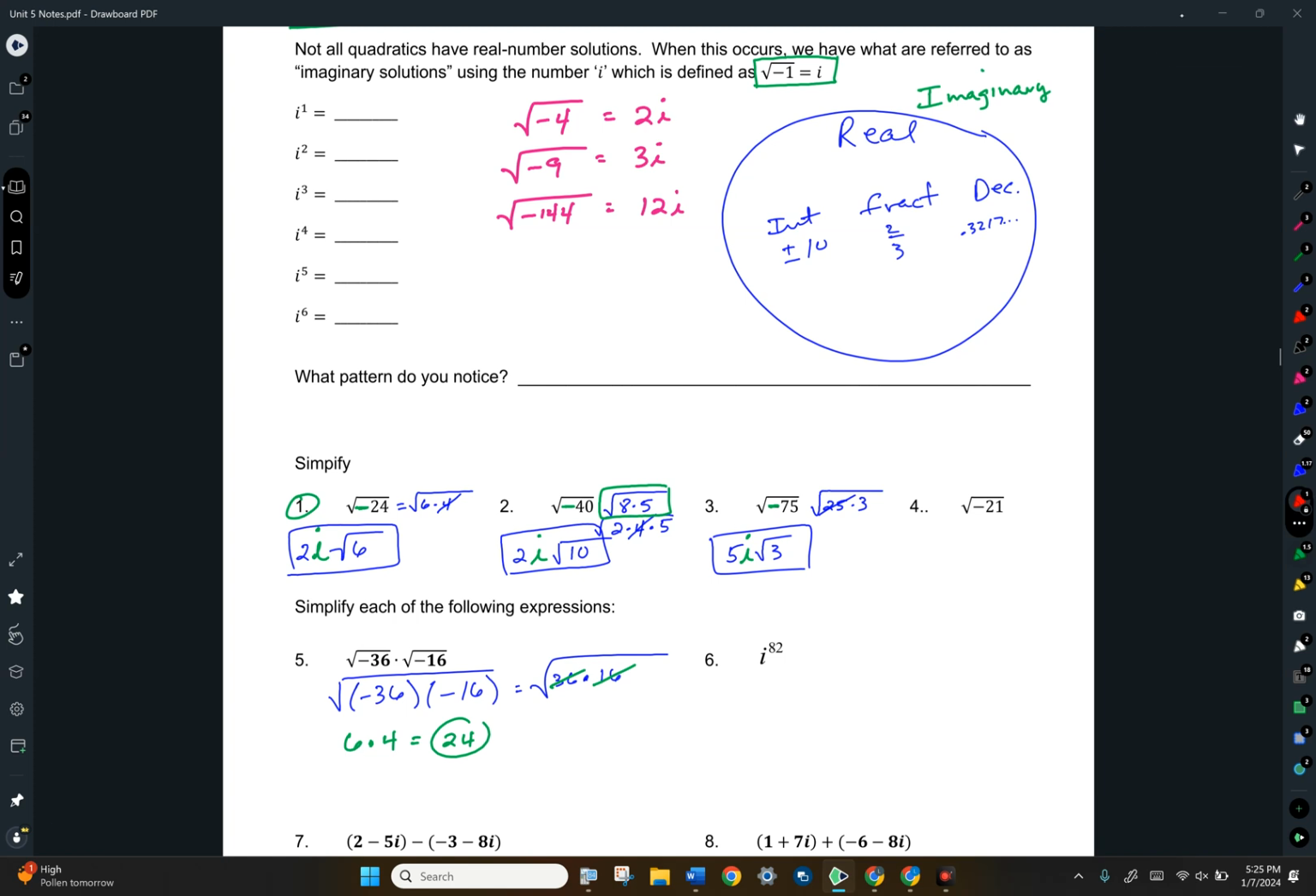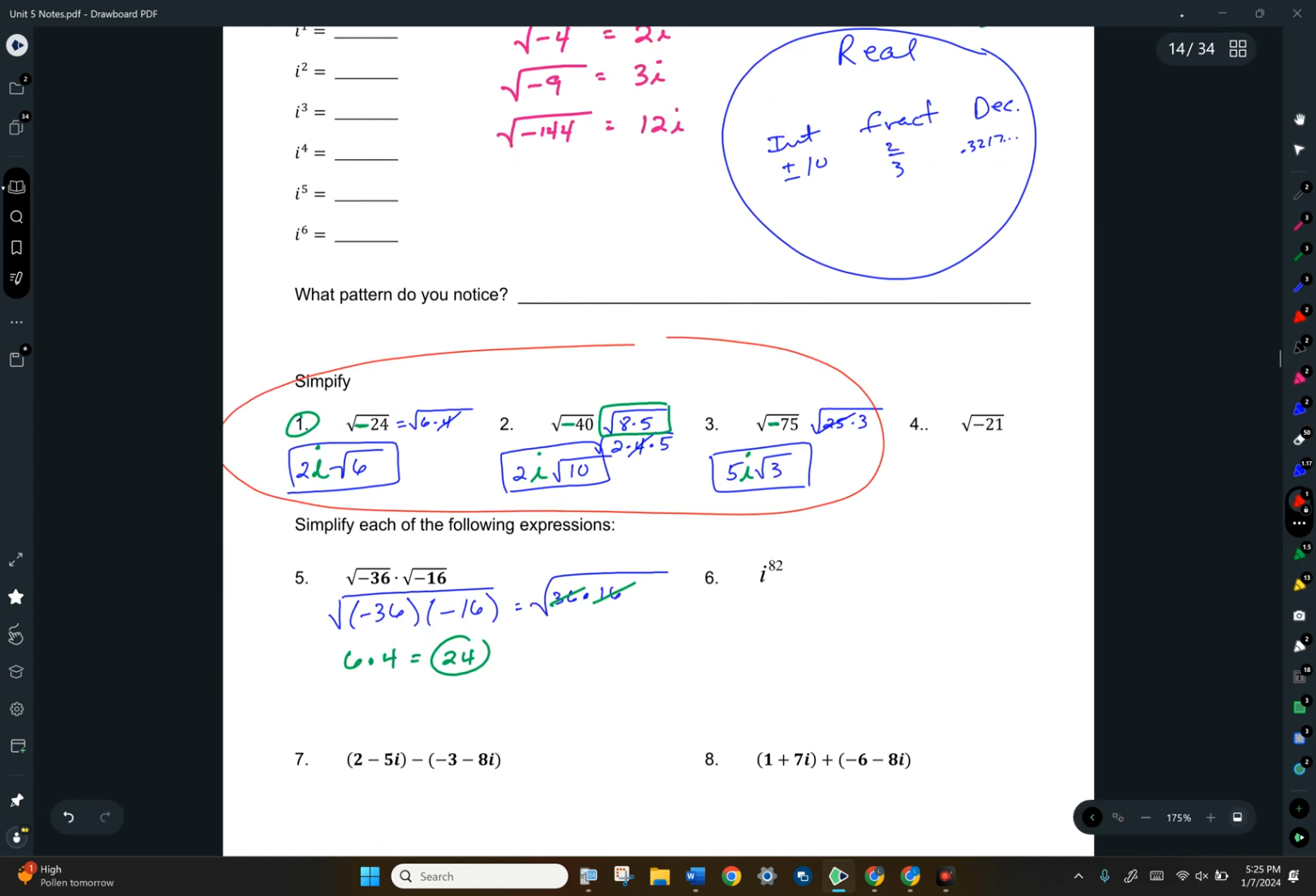So if you look at these examples that we already did for 1, 2, and 3, it's okay to have an i as a part of your answer. On number 5, when we did the math, it turned out we didn't have any i's, and that's okay too. But look at number 6, i to the 82nd, all right? That's not okay. So i means something if it's just a single i. All that means is it's an imaginary number. But having a higher exponent on your i squared, i cubed, i to the 5th, or like on number 6, i to the 82nd, there's no such thing as being more imaginary.